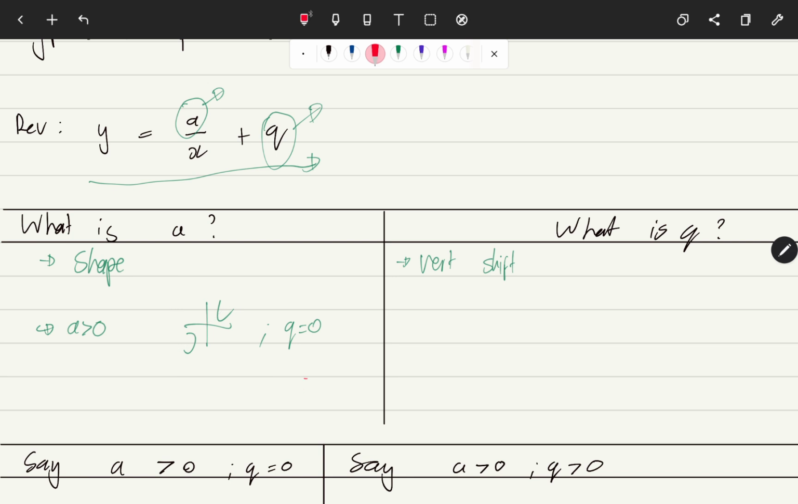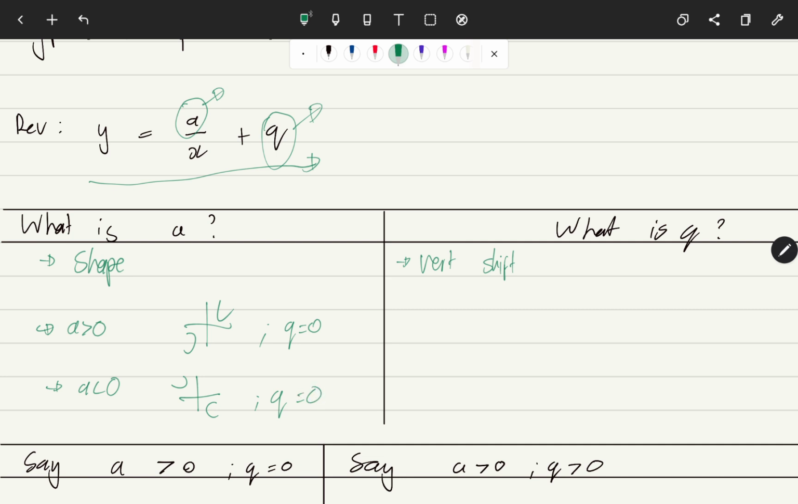Let's move on. Also, if your a is negative, you'll have one section in the second quadrant and one in the fourth, and you draw a straight line cutting through both of them. You realize it's a decreasing line: for an increase in x values, the y values decrease, and as y values increase, the x values decrease. Of course, this is also just assuming that q is equal to 0.